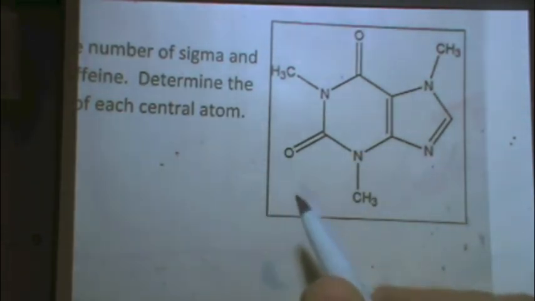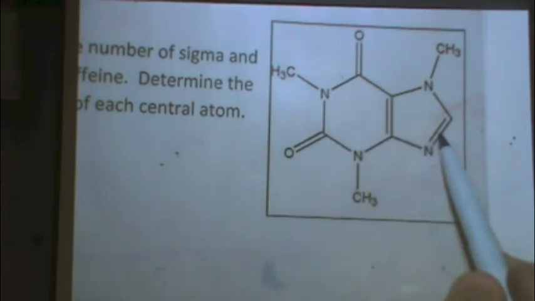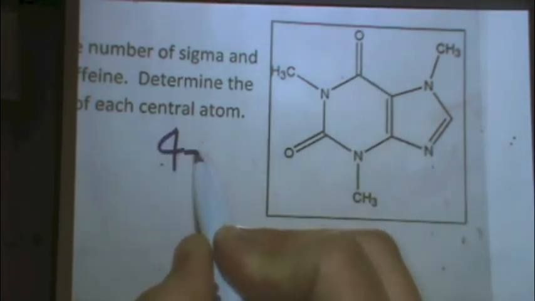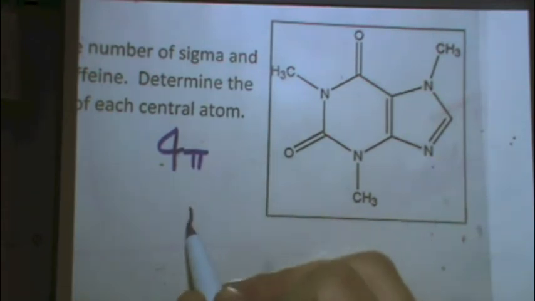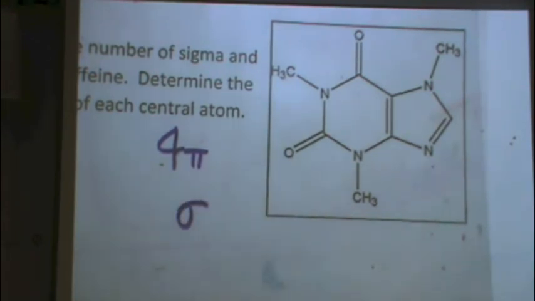How many double bonds do you count? 1, 2, 3, 4. So there's 4 pi bonds, 1 pi for every double. The pi bonds are usually the easiest to count. The sigmas are easy because you're just counting, but you have to count every single bond.